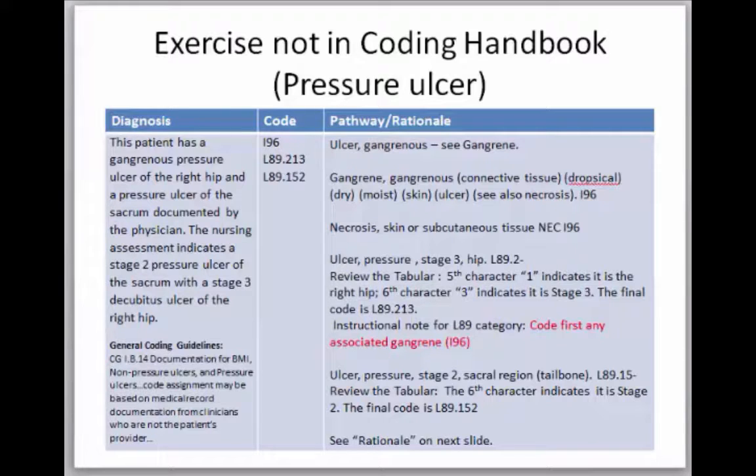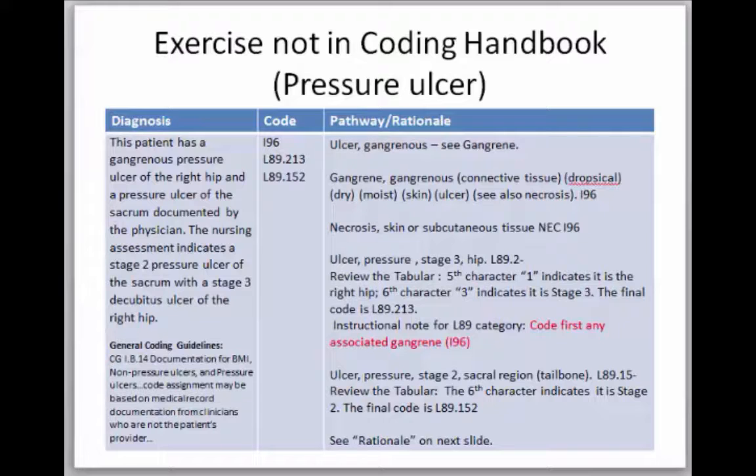You may remember back when we were coding BMI, or body mass index, we were using the nurse's documentation for the patient's BMI. So here we go with the skin, the non-pressure and pressure ulcers. We can also use the nurse's documentation for the staging because that is part of our code selection. So I have the pathway here on the right, and you can see how I got those codes, and then the rationale we'll look at on the next slide.